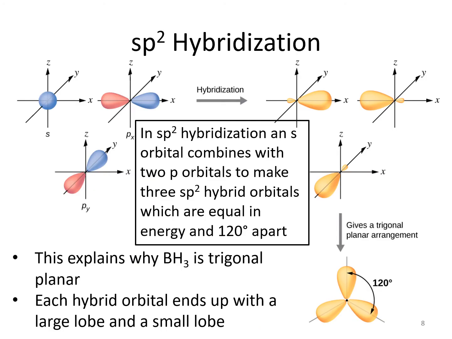Here's what sp2 hybridization looks like pictorially. A spherical s orbital mixes with 2 dumbbell-shaped p orbitals to make 3 new hybrid orbitals that each have a large lobe and a small lobe. They end up pointing in 3 different directions and make the characteristic 120-degree angles and trigonal planar electron domain geometry.